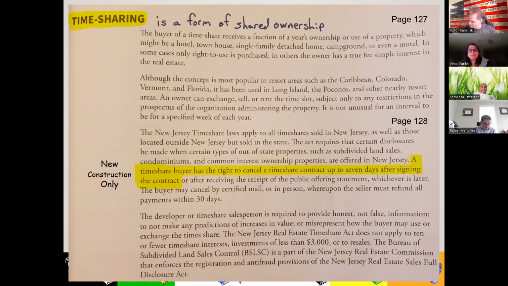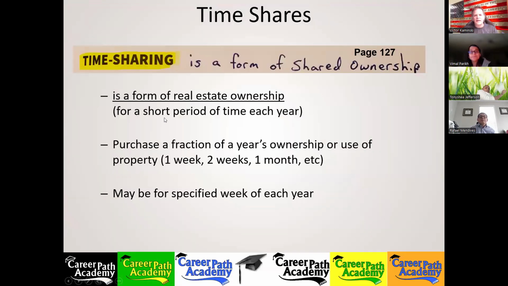All right. Page 1. A timeshare buyer has the right to cancel the contract 7 days after signing. Time sharing is a form of shared ownership.